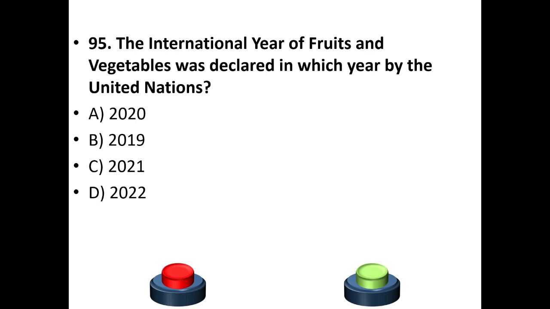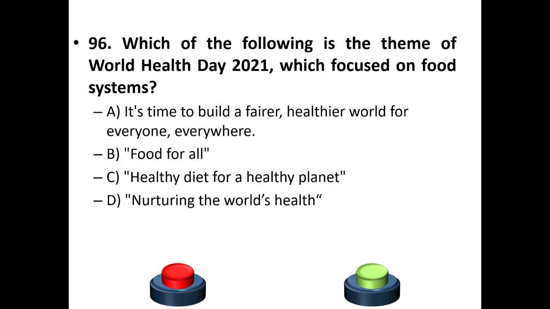95. The International Year of Fruits and Vegetables was declared in which year by the United Nations? 2020, 2019, 2021, 2022. Here, the answer is option B, 2021.